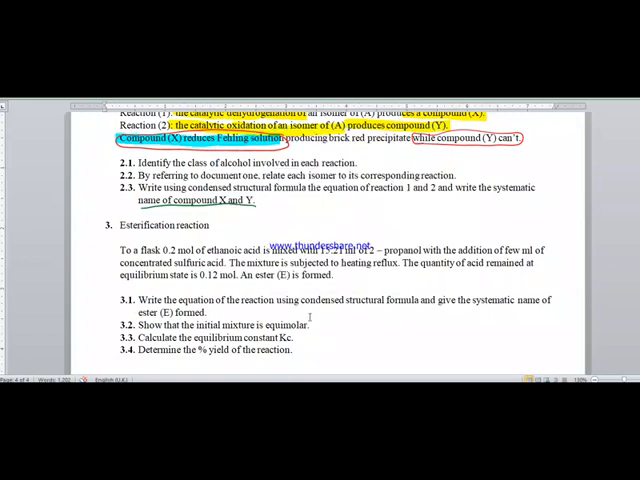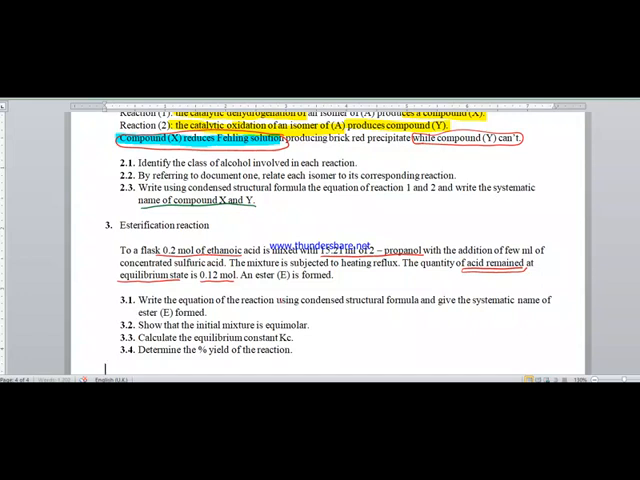Okay. The last part is about the esterification reaction. We take 0.2 mole of ethanoic acid, and this number of moles gives the volume of propanol alcohol used. With concentrated sulfuric acid, heating under reflux, at equilibrium 0.2 mole of acid remained, with ester E formed. Write the equation using condensed structural formulas.